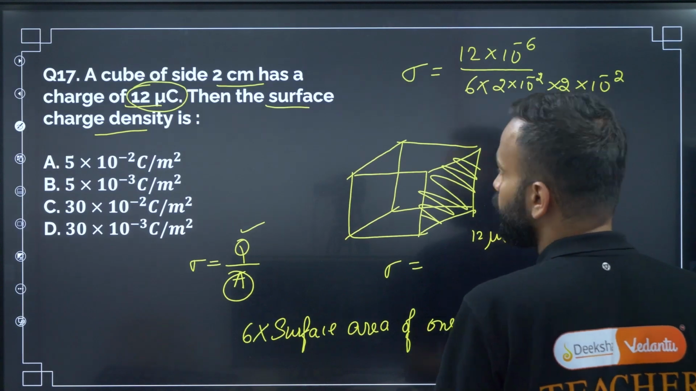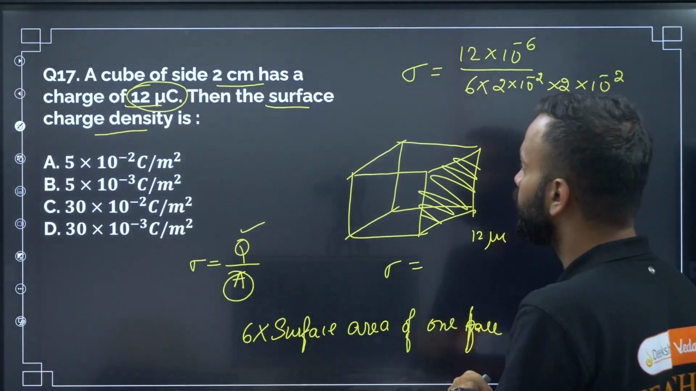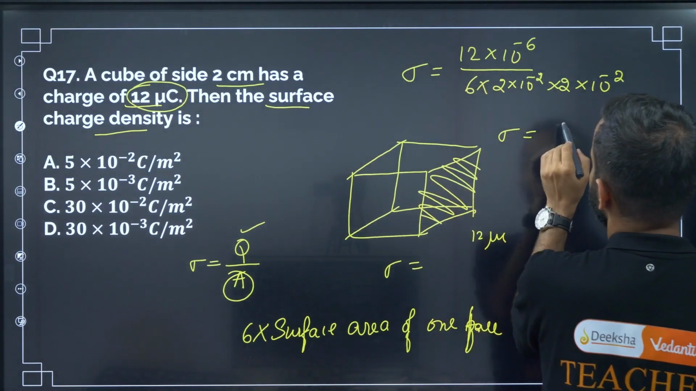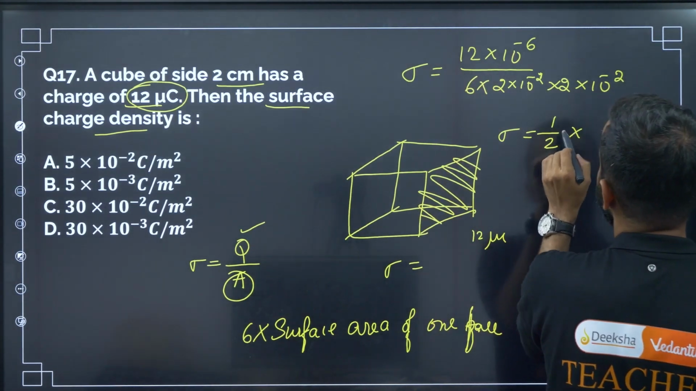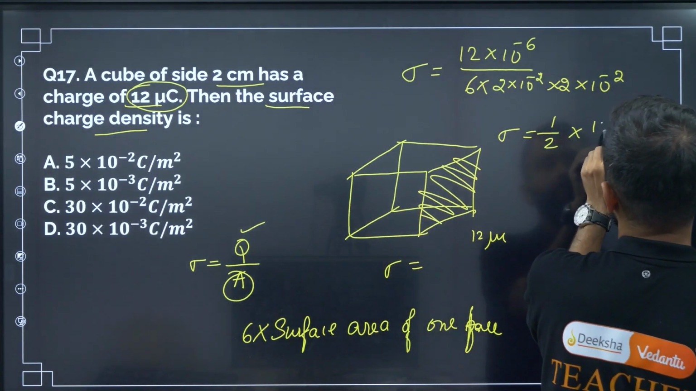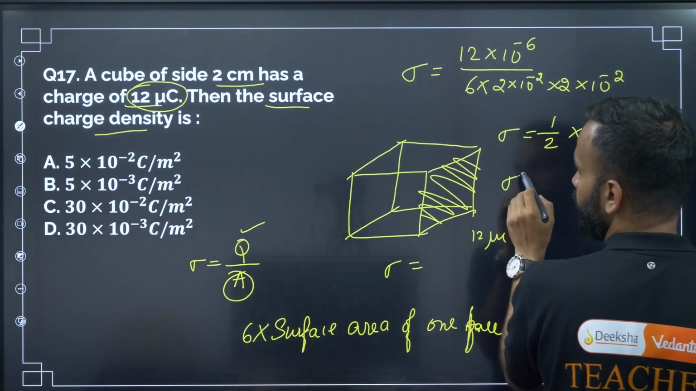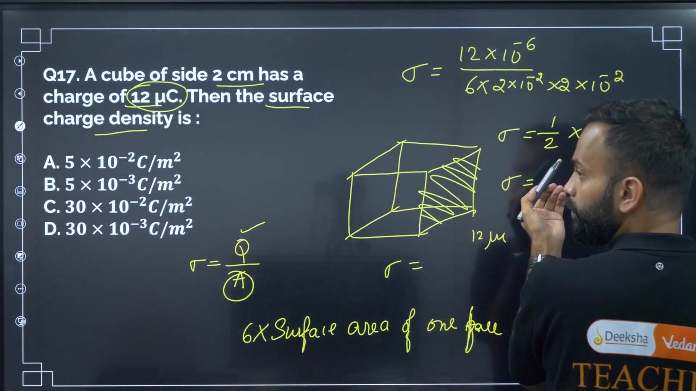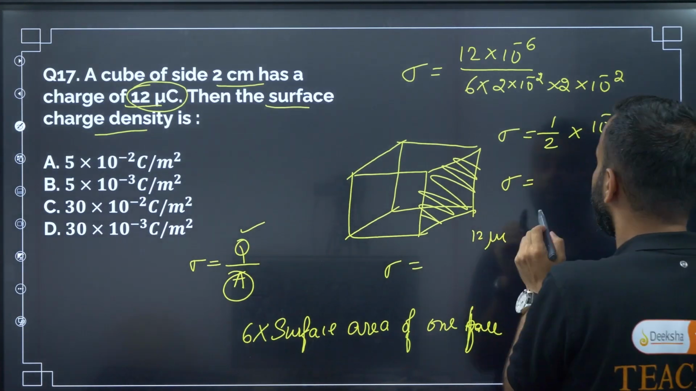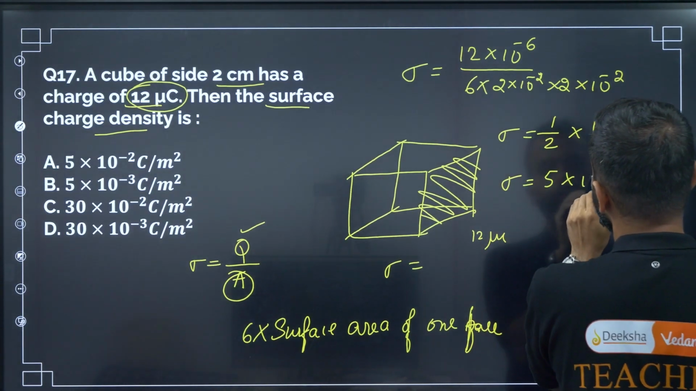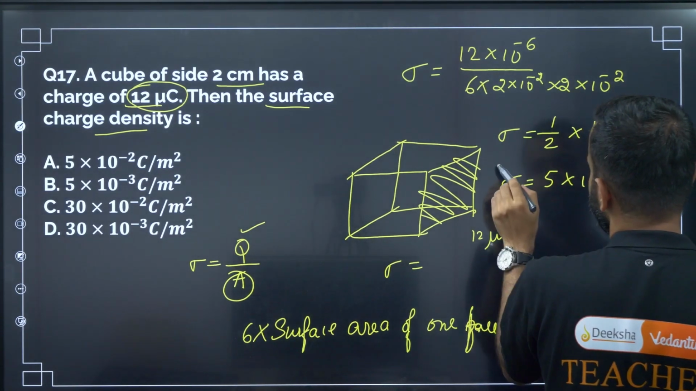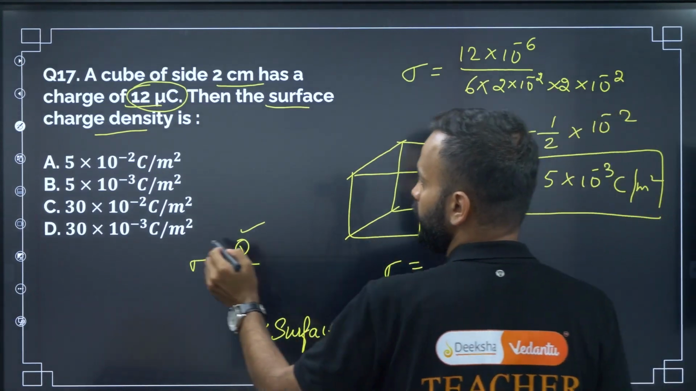So 2 into 2 is 4, 4 into 6 is 24. So sigma equals 12 divided by 24, which is 1 by 2. So 1 by 2 into 10 to the power minus 6 by 10 to the power minus 4 is 10 to the power minus 2. So 1 by 2 is 0.5, and 0.5 is 5 into 10 to the power minus 1. 10 to the power minus 1 into 10 to the power minus 2 is 10 to the power minus 3. So 5 into 10 to the power minus 3 coulomb per meter square. So the correct option is B.